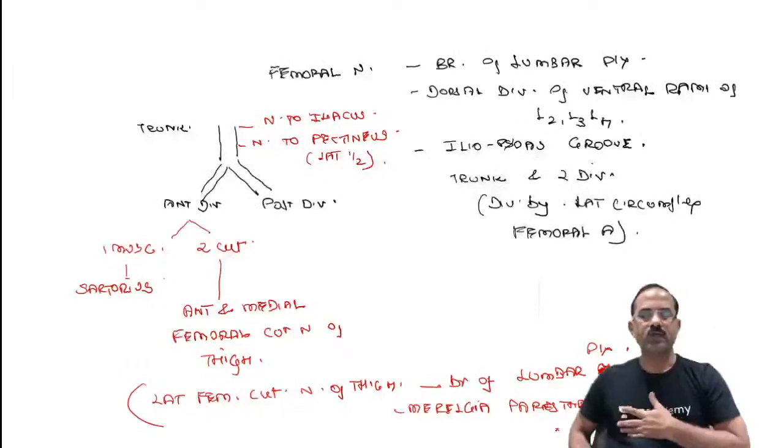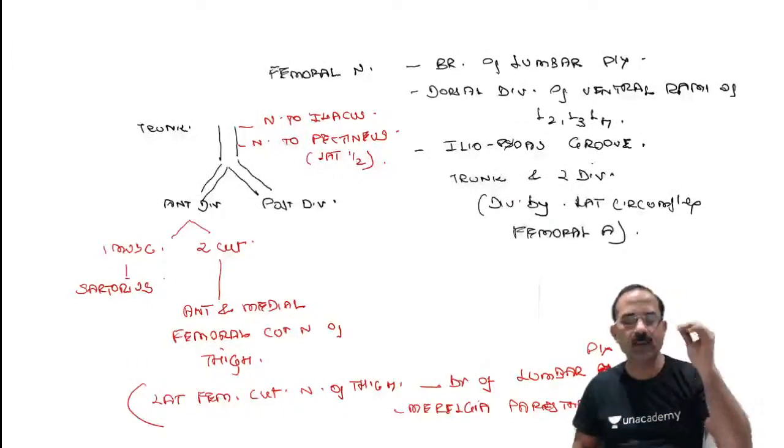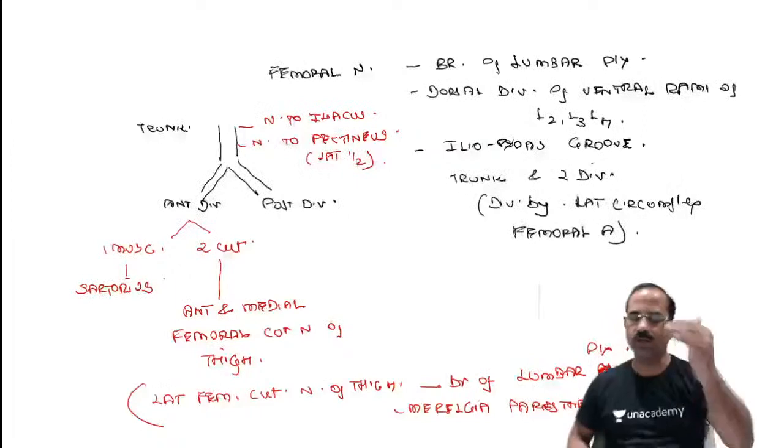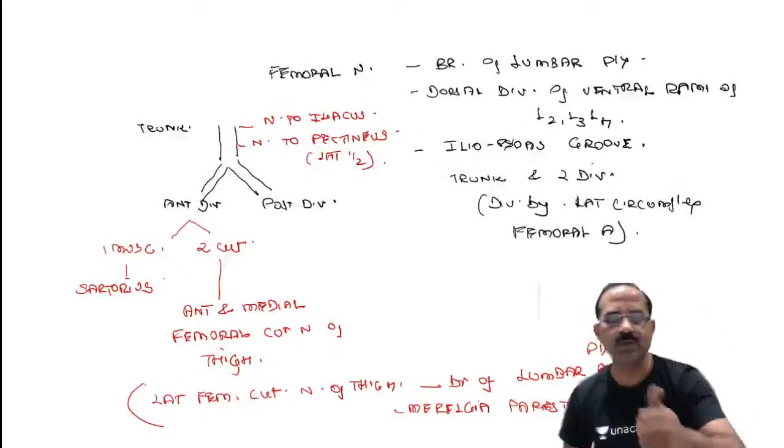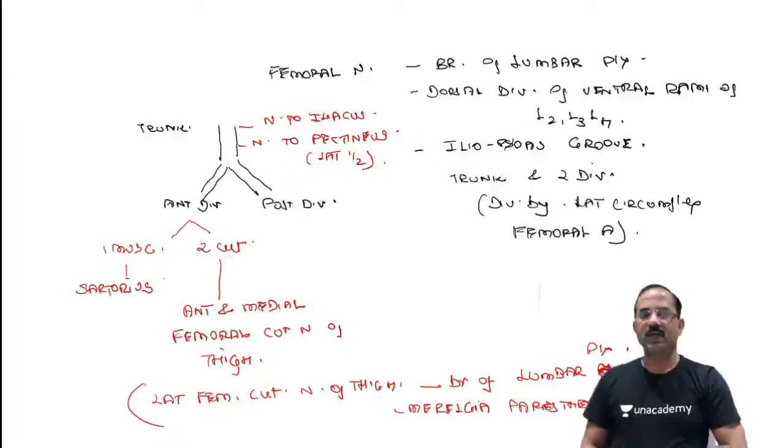Meralgia paresthetica. So meralgia paresthetica is due to compression of which nerve? The lateral femoral cutaneous nerve of thigh. Okay, so that's meralgia paresthetica.